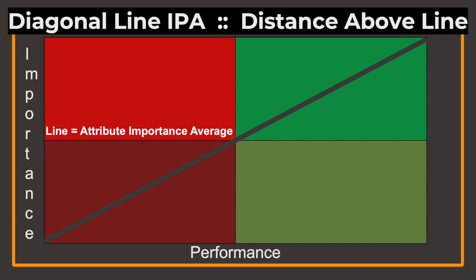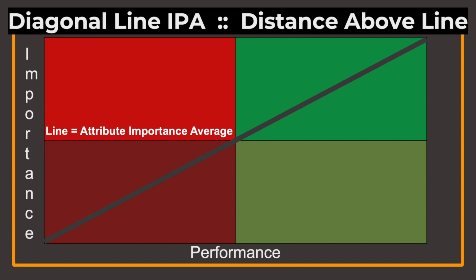So to be consistent, whenever we do IPA or whenever we do diagonal line IPA, that crosshair will be the attribute importance average. Okay. Now, in a video that you're going to see me do next on IPA, I may talk about the midpoint, so disregard that. Remember, it's attribute importance average.